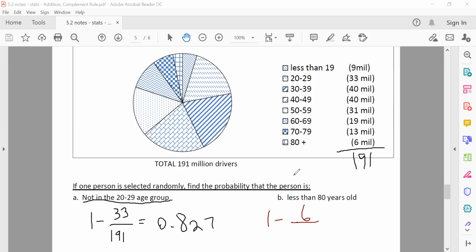So 1 minus 6 over 191. This is the probability of being in the 80 plus crowd. And that's going to be 0.969, rounding to 3 decimal points. So if you randomly select one driver, there's a pretty good chance they're going to be less than 80 years old, as you'd expect.